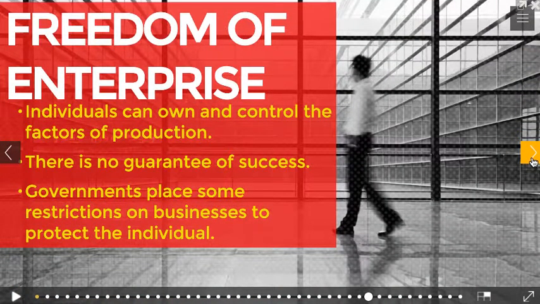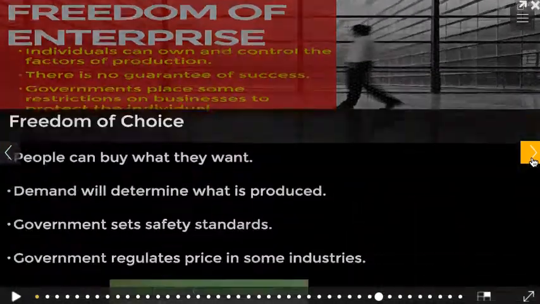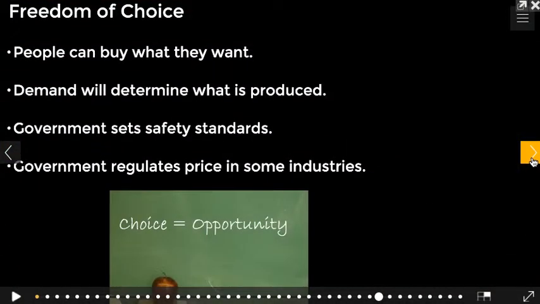Freedom of enterprise. Individuals can own and control the factors of production. There is no guarantee of success, and governments place some restrictions on businesses to protect the individual. Freedom of choice. People can buy what they want. Demand will determine what is produced. Government sets safety standards, and the government regulates the price in some industries.